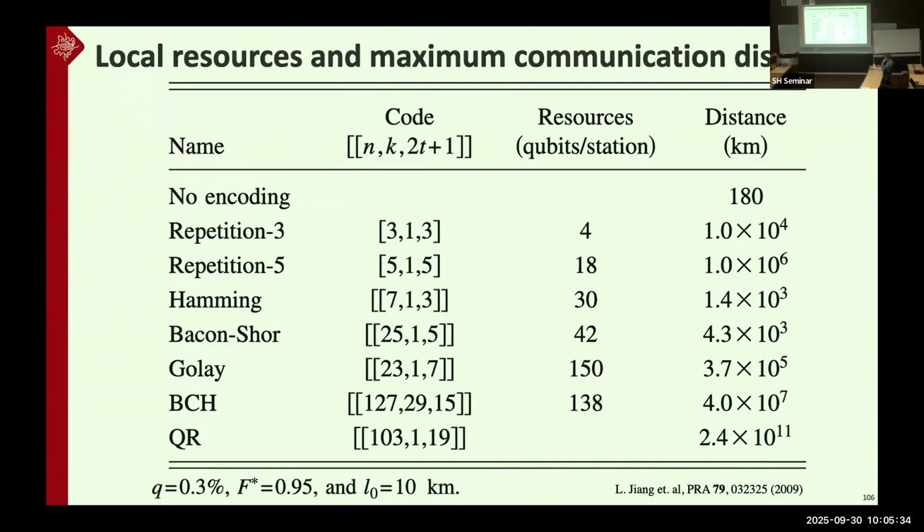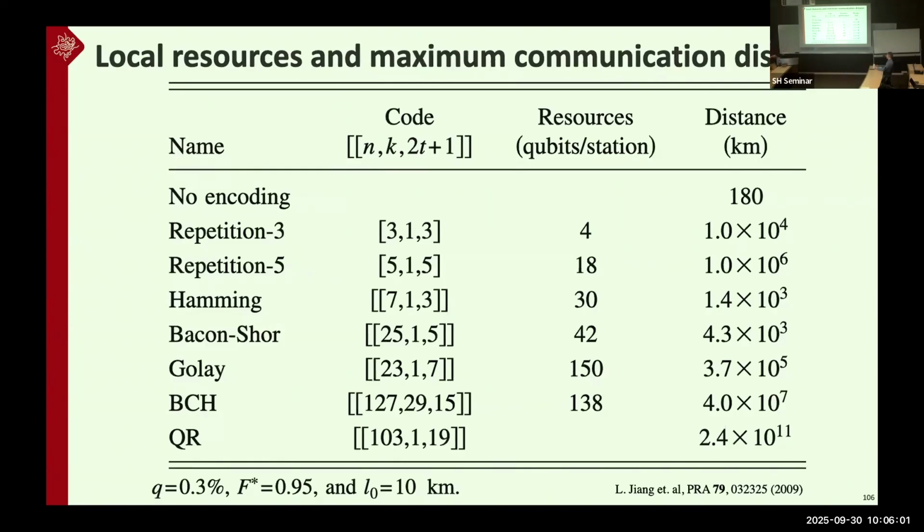But you start looking at some of the better codes, okay? The quantum Reed-Solomon code. Ridiculous. Okay? That's a distance before. So if you get a code in this 103.119 code, you can communicate across the planet.